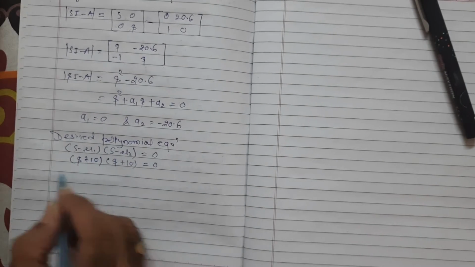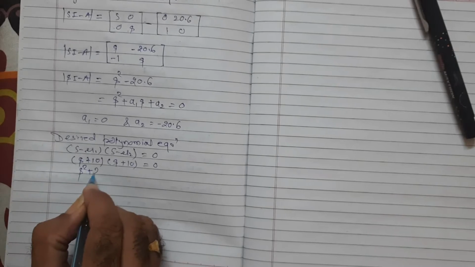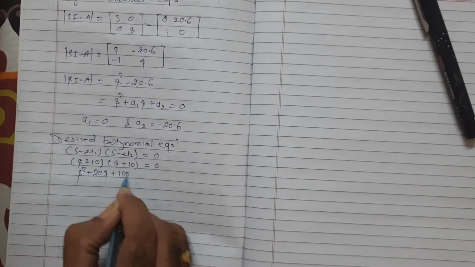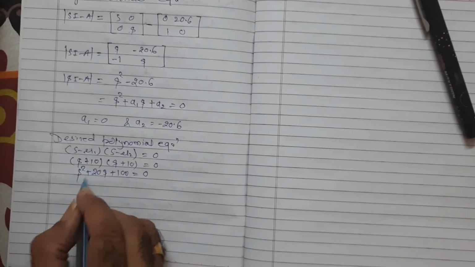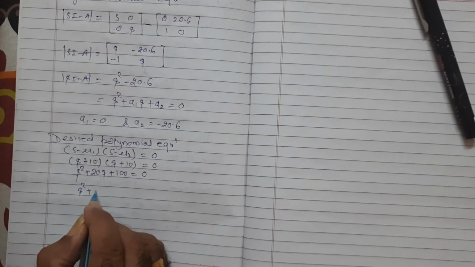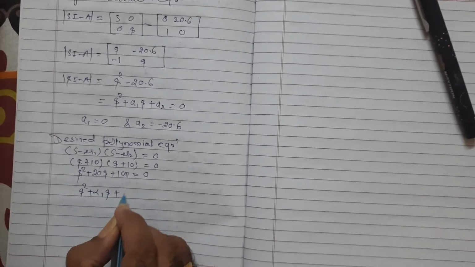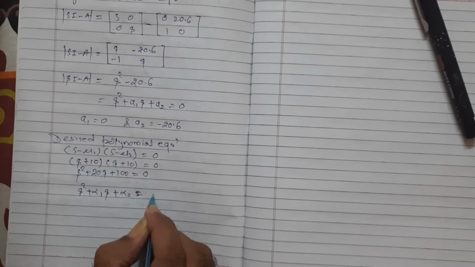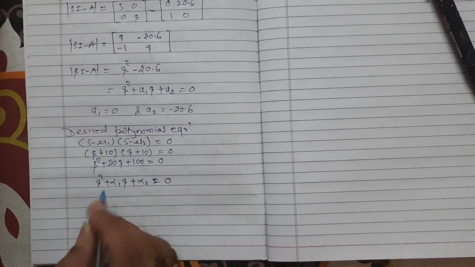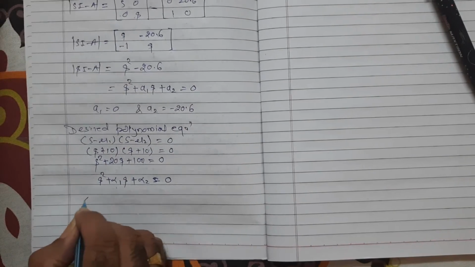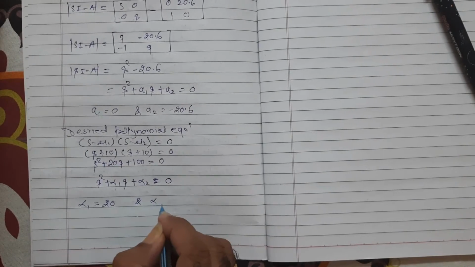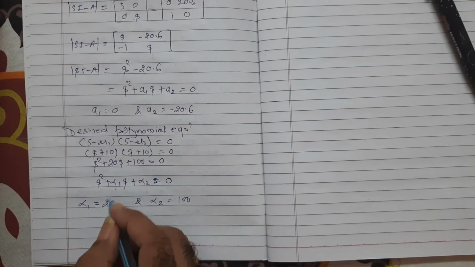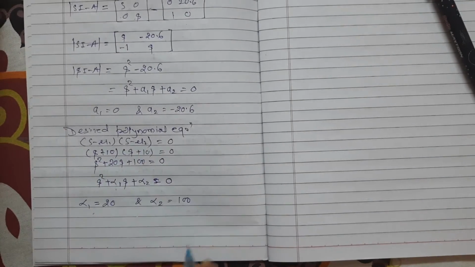So we will expand this one. We get s square plus 20s plus 100 equal to 0. Now we equate this with s square plus alpha1 into s plus alpha2 equal to 0. From this we get alpha1 equal to 20 and alpha2 equal to 100.